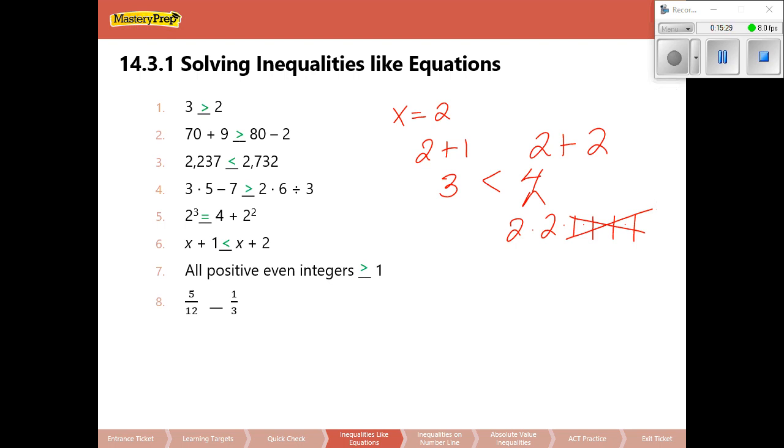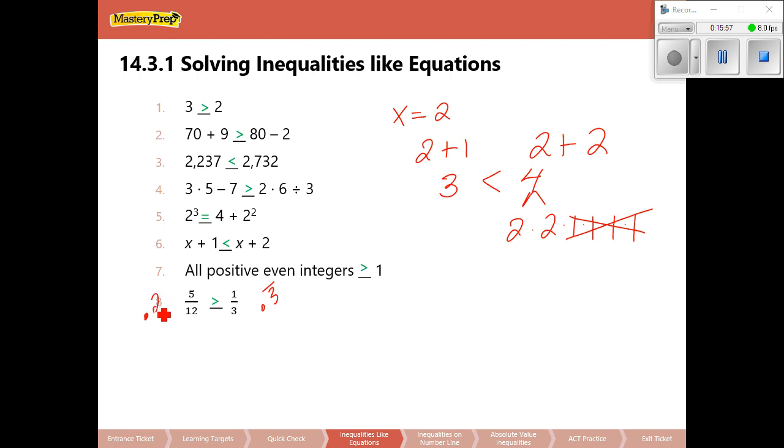Five twelfths and 1/3. There are several ways we can go at this, especially with ordering fractions. If it's hard to tell, turn them all into decimals. Let's grab the calculator, see what 5/12 is as a decimal, see what 1/3 is as a decimal and compare those. Because 1/3 is 0.3 repeated.